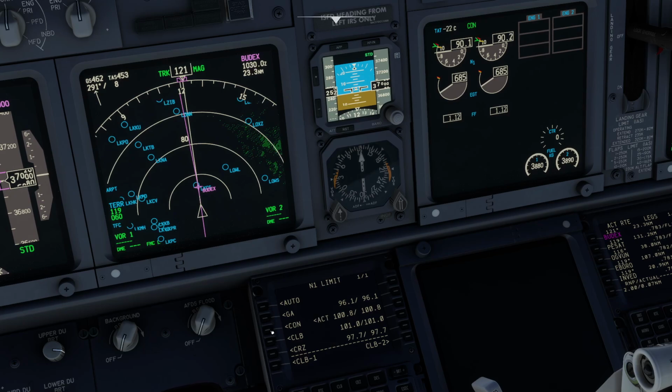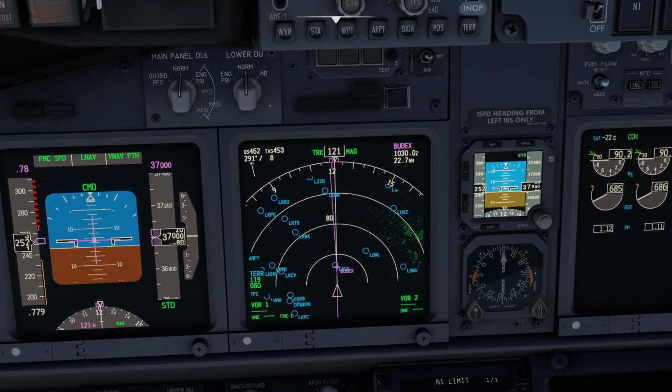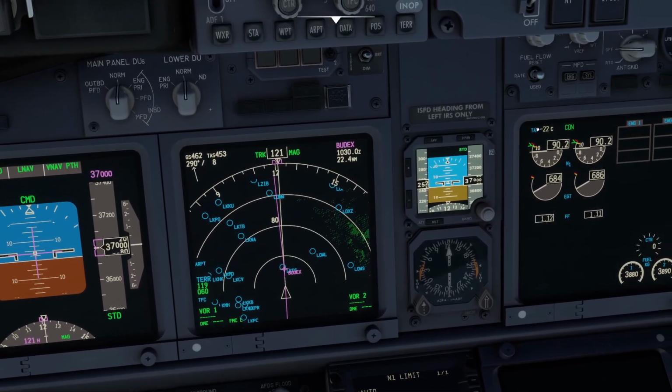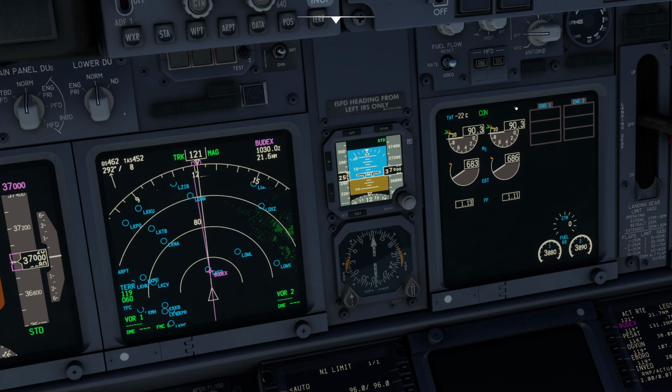And well, in order to understand why that makes such a difference, you need to understand that the N1 indication you get is not the thrust that your engines are putting out. So, the 90% N1 we see right now does not mean that you are getting 90% of thrust out of your engines. All it means is that the fan of the engine runs at 90% of the rated speed.